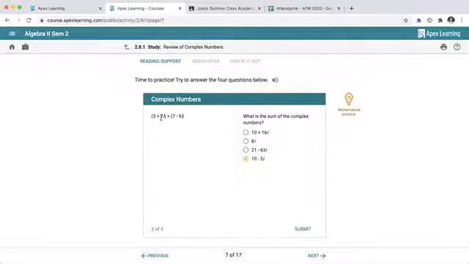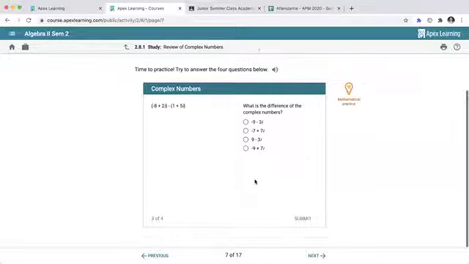Then I've got 7i minus 9i. So I'm going to have a minus 2i. That's going to be my answer here. Obviously 3 and 4 are more practice problems, and I'll leave those for you guys so that you can try them out.